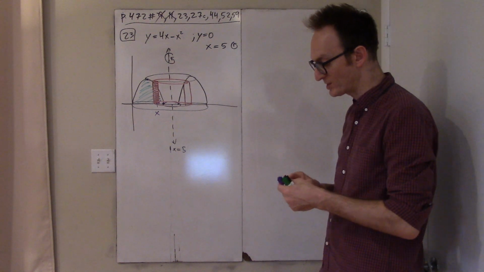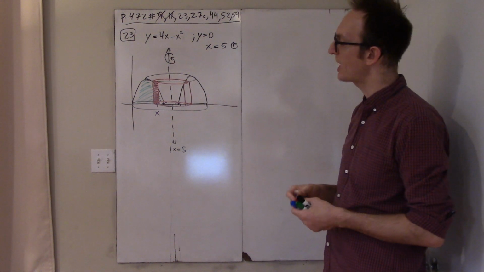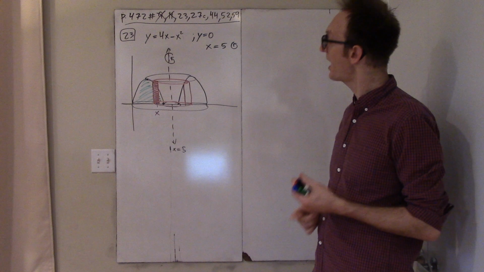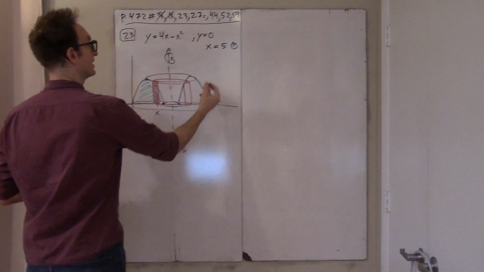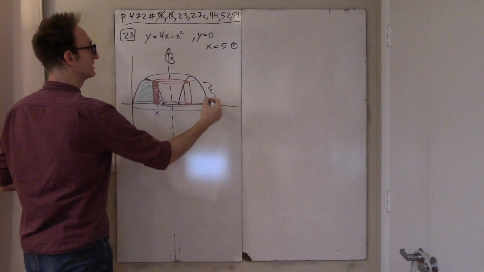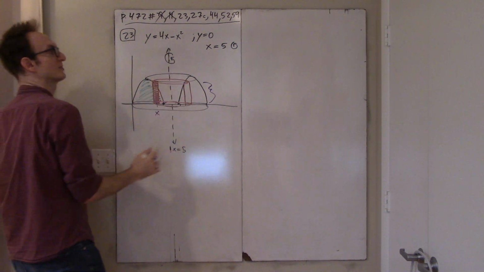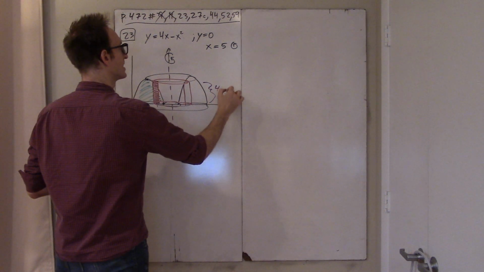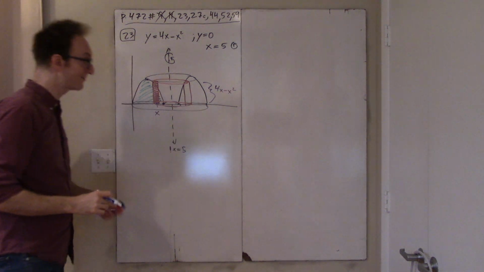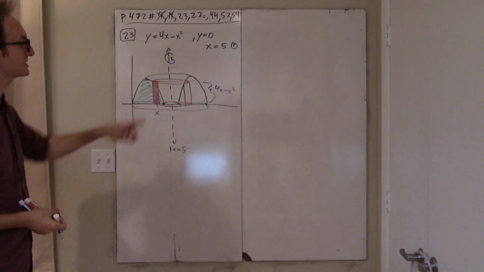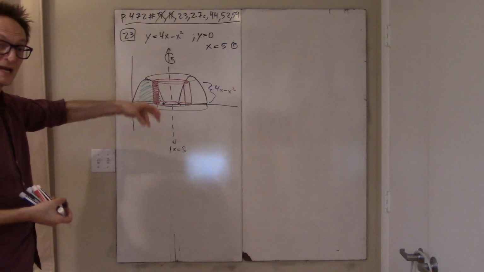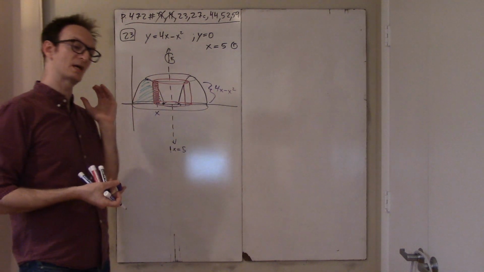Now when we go to analyze the shell and figure out its volume, we need to know its dimensions. We need to know the radius of the shell and the height of the shell. I think that the height of the shell is easy. For a given x, the height is just the parabola, 4x minus x squared. But the radius of the shell is not just x anymore.